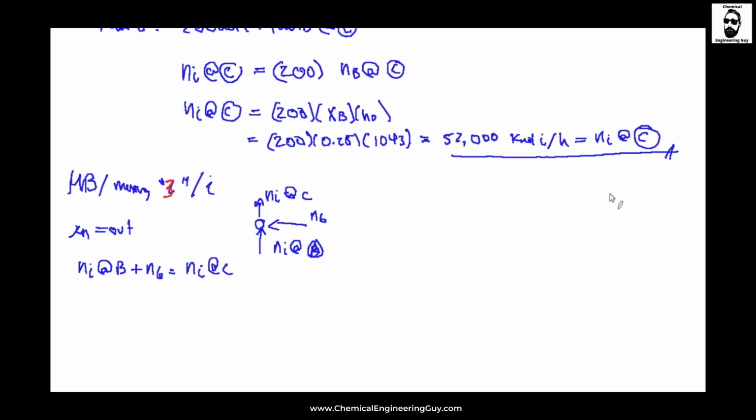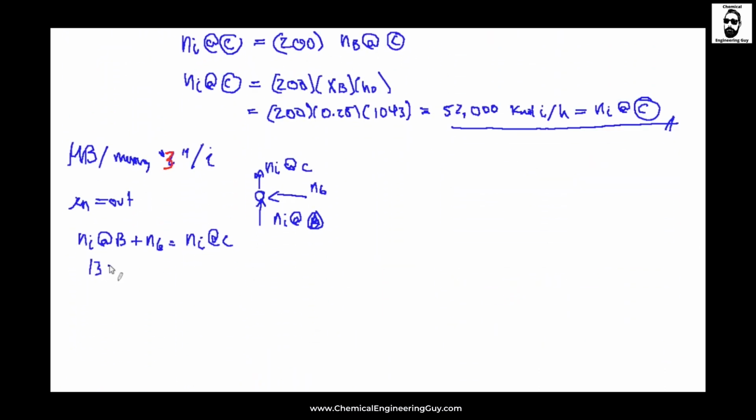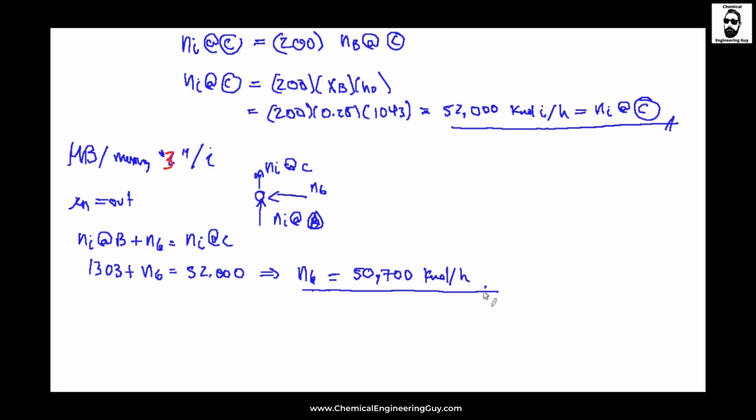So N of I at B, I have it: 1303. N6, I don't have it; that's actually what I want to get. And this value here, I already got. So N6 turned out to be 50,700 kilomole per hour, kilomole isobutane. So as you can see, we're filling in all our values here.